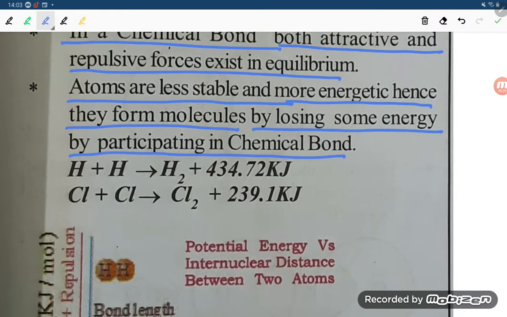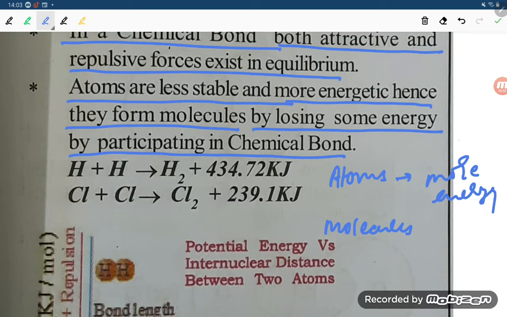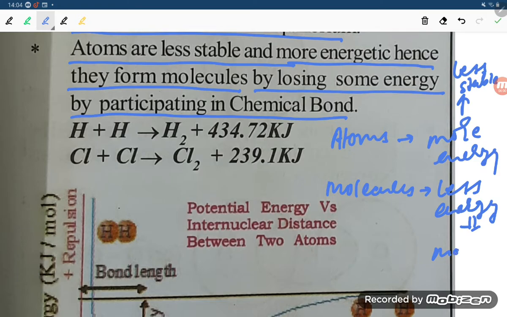So what they are saying, student, is that individual atoms have more energy. But if they form a molecule, more energy implies less stable. The molecule has less energy, and if it has less energy, that means it is more stable.